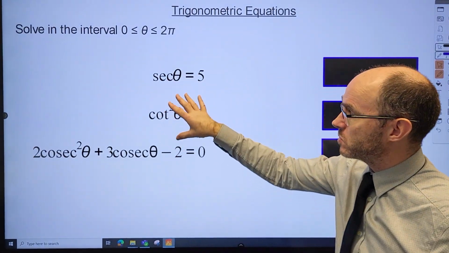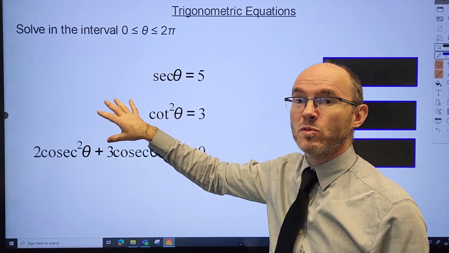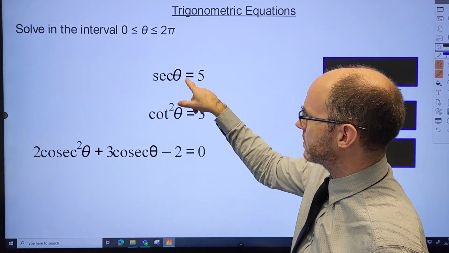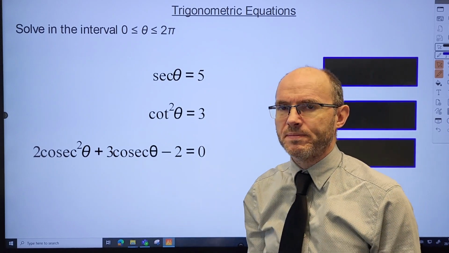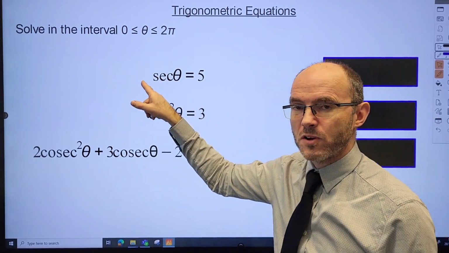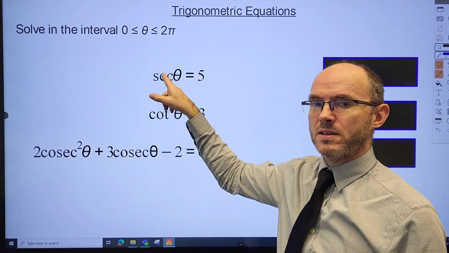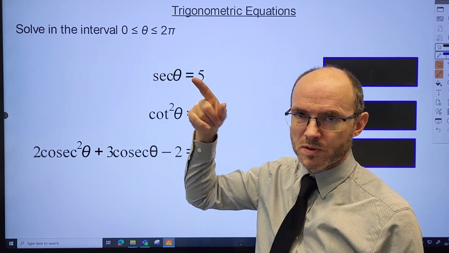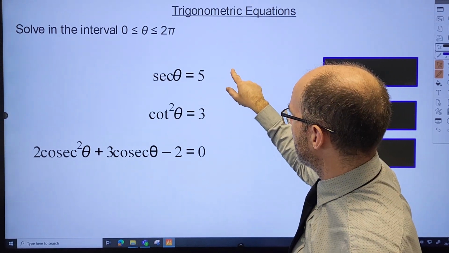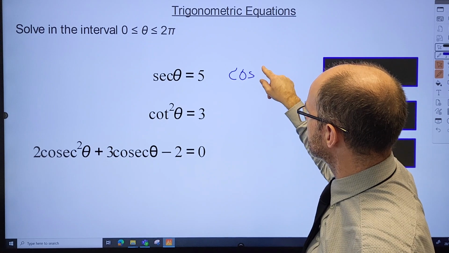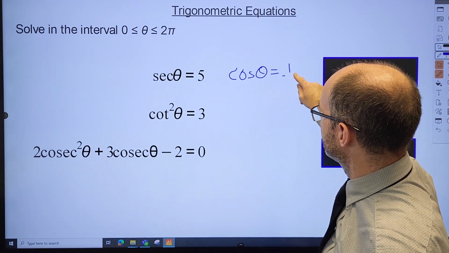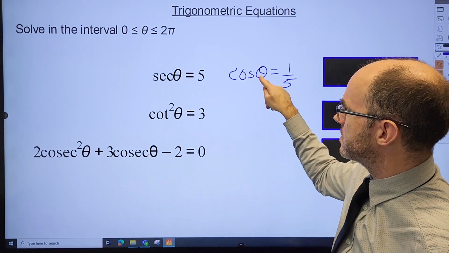So back to these ones. You need to know how to solve simple case scenarios like sec theta is 5 and cot squared theta equals 3. So the first thing you do is realise that sec is the same as 1 over cosine, the reciprocal of cosine. But what I tend to do is I tend to rewrite it as this: cosine theta is 1 over 5. This is the same as this.